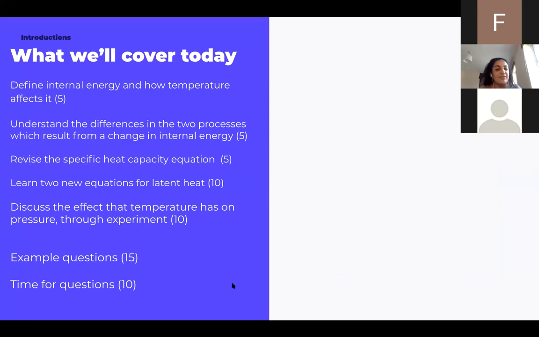And the reason I say revise is because we have met it before when we did energy, but I know that some of you were not in those webinars, so we will go through it and do some questions on it. We're going to learn two new equations for latent heat, which is again a new concept, and discuss the effect that temperature has on the pressure of a gas through experiment. We'll do our exam questions, and we'll have time for your guys' questions at the end.